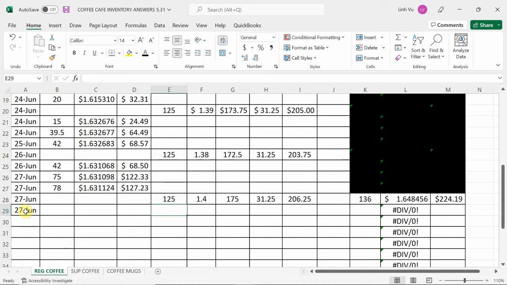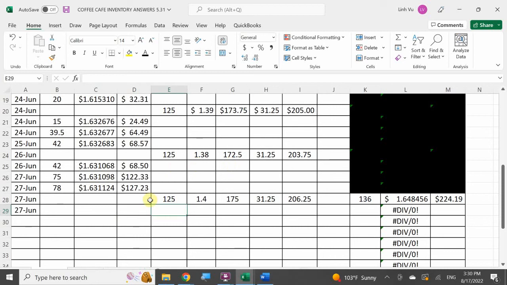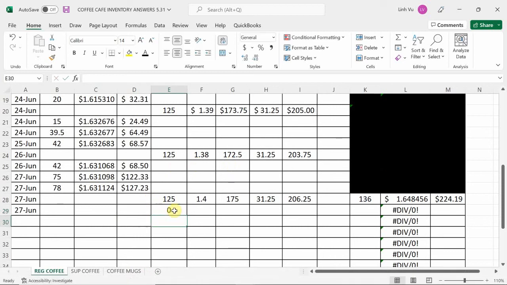Okay, so let's answer these questions. Let's break it down. Does a discount affect quantity? No. So that's the first thing we know. But what does it affect? It affects our cost per item.